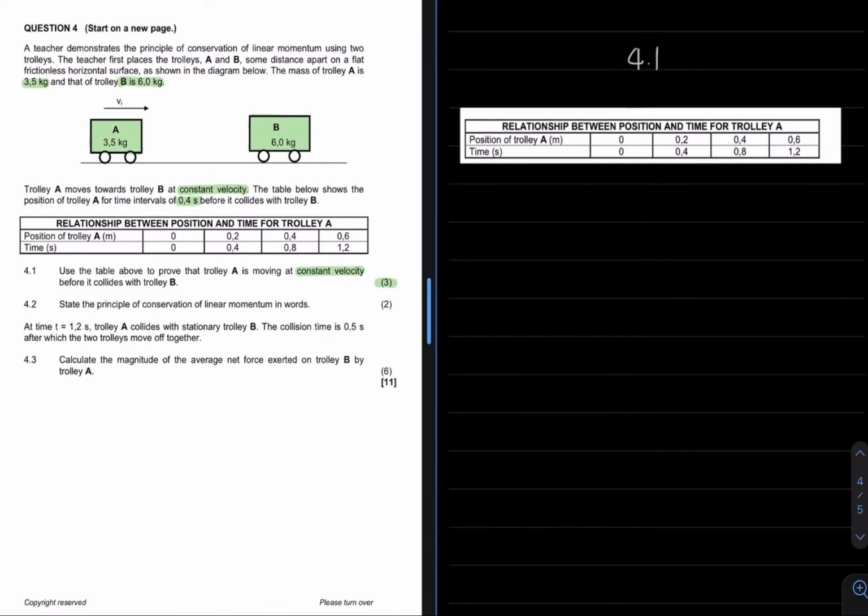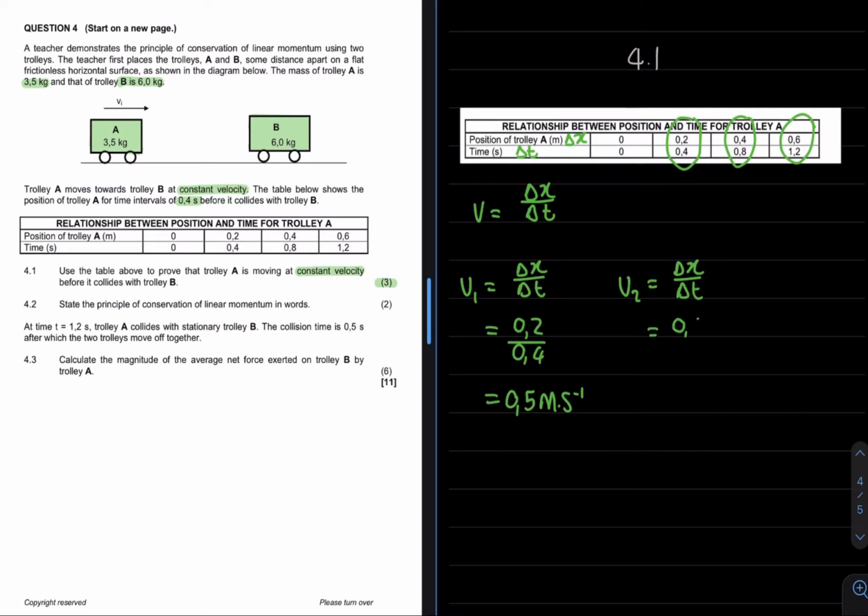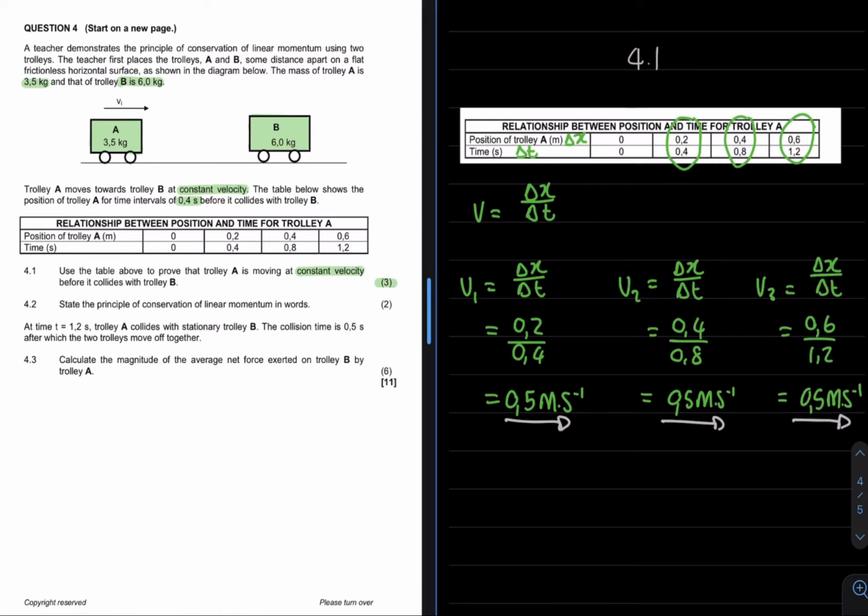Now from the table we can see that we are given the change in position as well as the change in time for trolley A. We can therefore make use of the following equation to calculate the velocity of trolley A. And we repeat this for all 3 intervals. For all 3 intervals, we obtained a velocity of 0.5 meters per second. This therefore proves that trolley A was moving at a constant velocity before the collision.